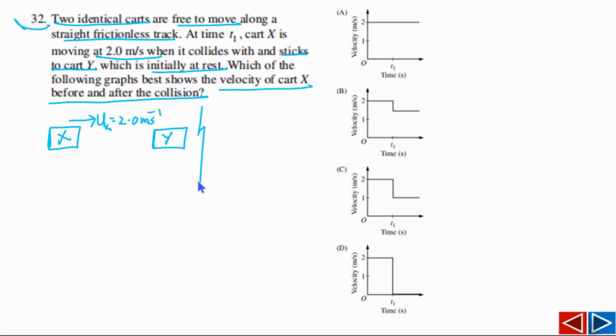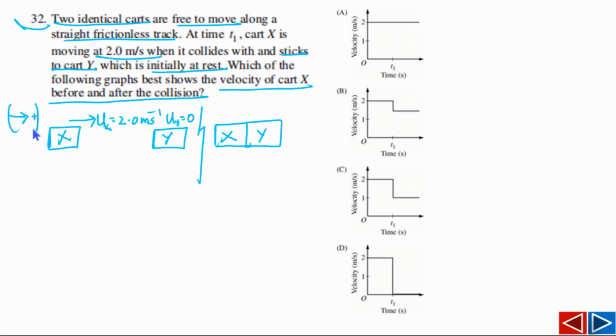And these two cars are identical, and after collision these two cars stick together. So simply we can draw here, they stick together. Let's say this is X and this one is Y. In this case we need to understand the initial momentum is to the right, so this is equal to 0. As initial momentum is to the right, we can take to the right as positive.